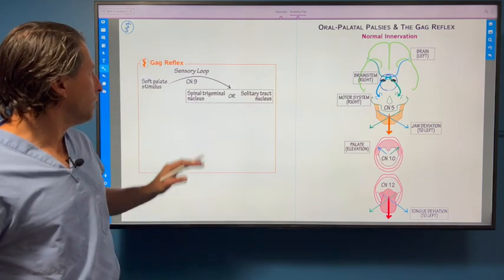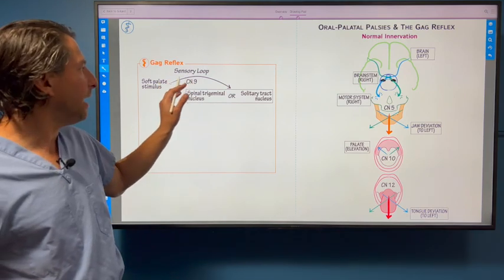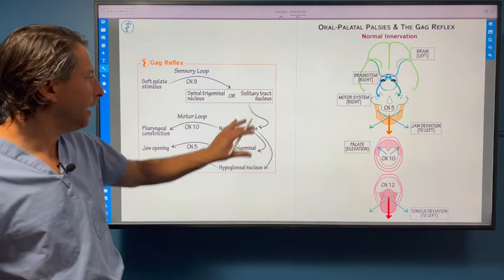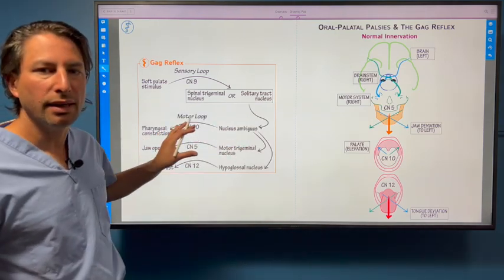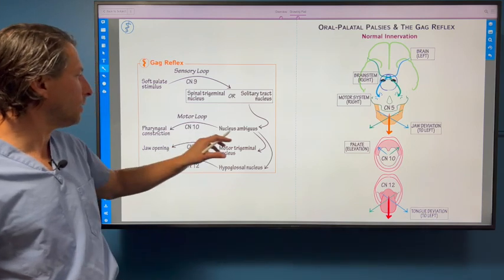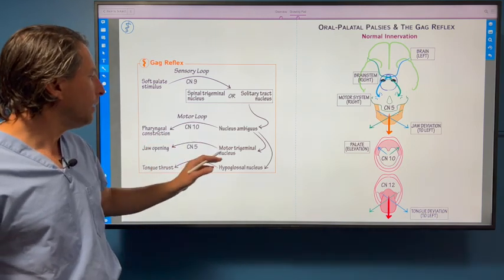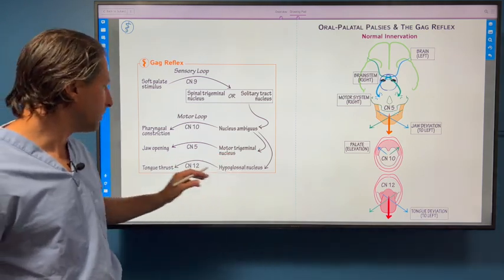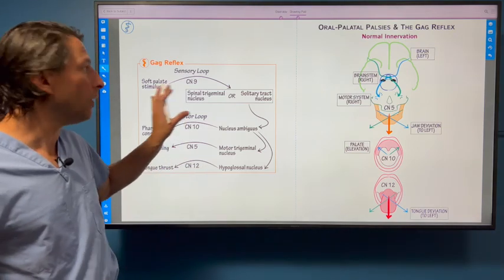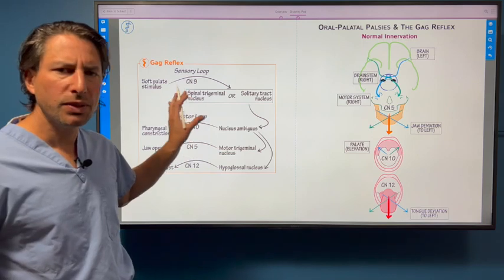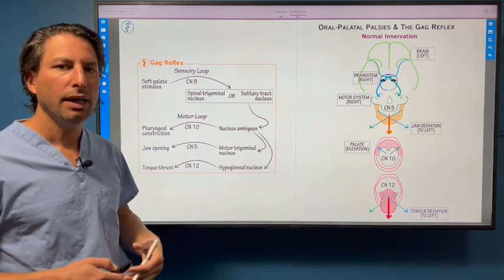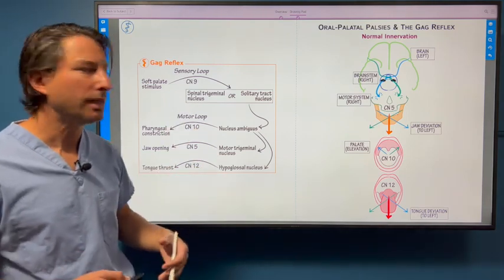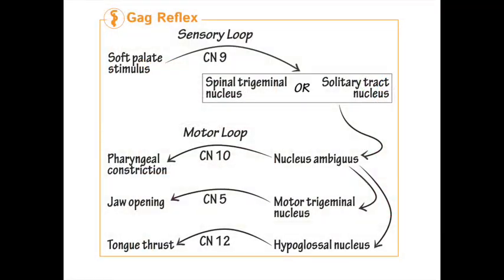The gag reflex. So in a typical gag reflex, cranial nerve 9 afferents come in, innervate the spinal trigeminal nucleus or solitary tract nucleus, and then there's a volley of efferent activation. So cranial nerve 10 via the nucleus ambiguus causes pharyngeal constriction. Motor trigeminal nucleus of cranial nerve 5 causes jaw opening, and then the hypoglossal nucleus of cranial nerve 12 causes tongue thrust. So all of that's involved in the gag reflex. So this is a critical physical exam finding to assess, especially in comatose patients, if you want to look at the integrity of multiple different cranial nerves.